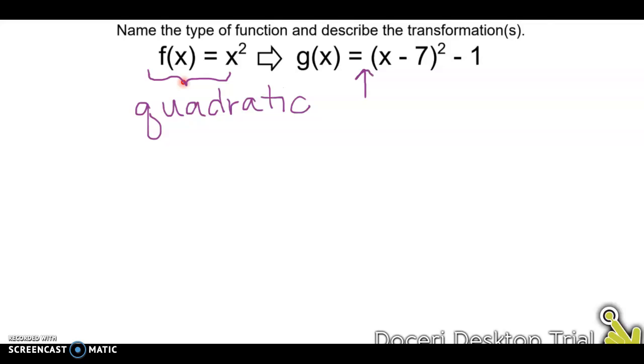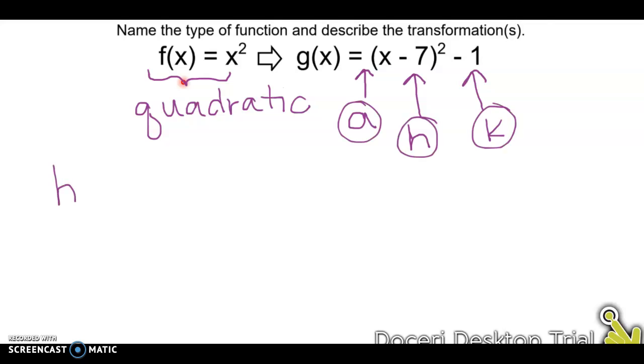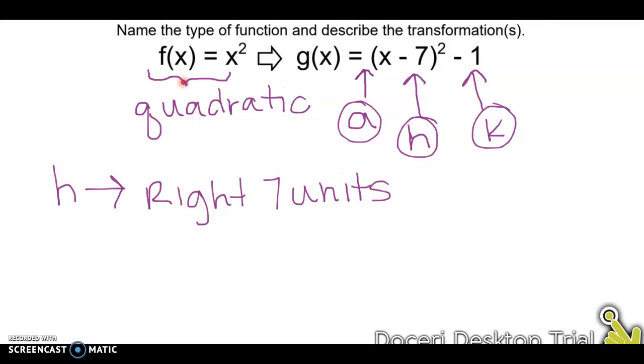So let's look at this. If it's in front, that would be our a. There's nothing there. This right here is our h. This is our k. So what values did we change when we moved this function? We changed the h. That's going to be the opposite. So negative 7 or minus 7 makes you think to the left, but it's really going to move it to the right 7 units. And then k moves it up and down. It's negative 1, so the k is going to move it down 1 unit.